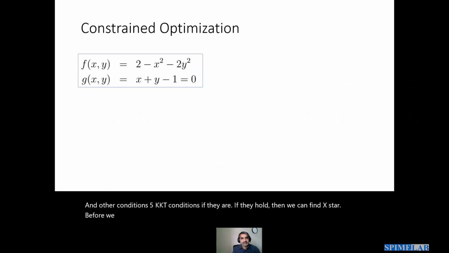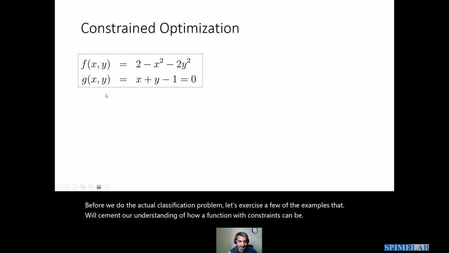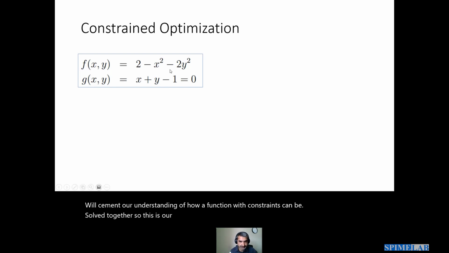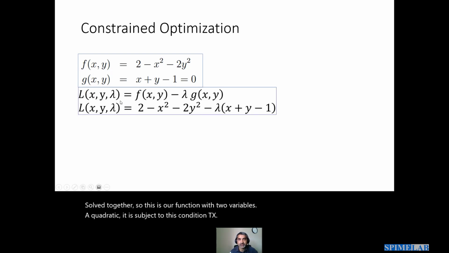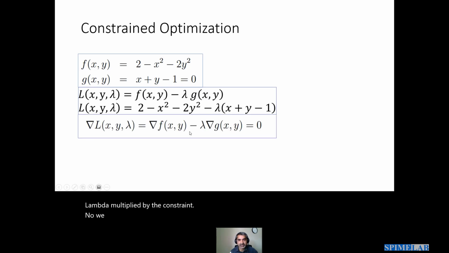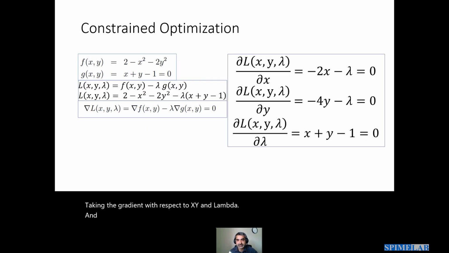Before we do the actual classification problem, let's exercise a few examples that will cement our understanding of how a function with constraints can be solved. So this is our function with 2 variables, a quadratic. It is subject to this condition gx. If we try to put it in the Lagrangian formula, we will put the function first minus lambda multiplied by the constraint. Now we can solve it by checking the gradient with respect to x, y, and lambda, and the gradients would look like this.